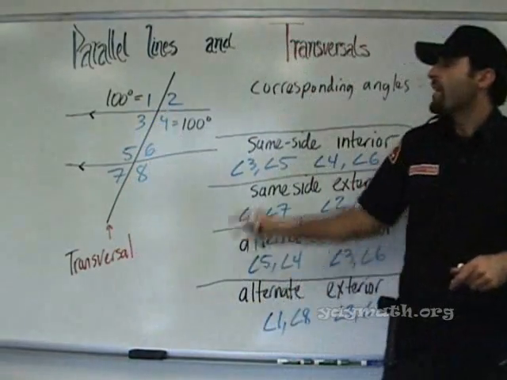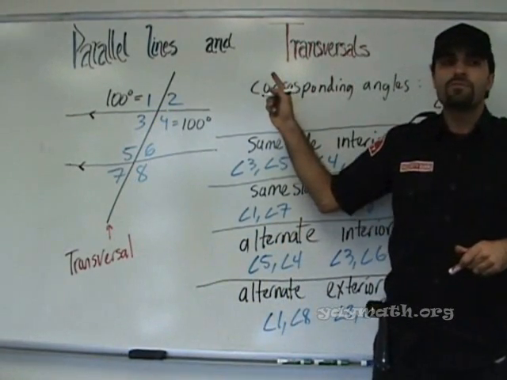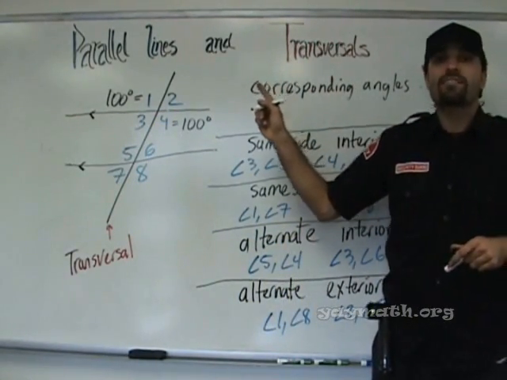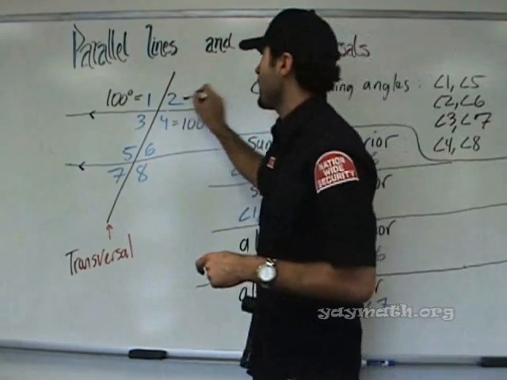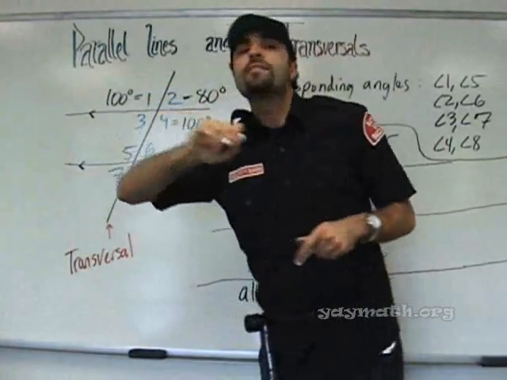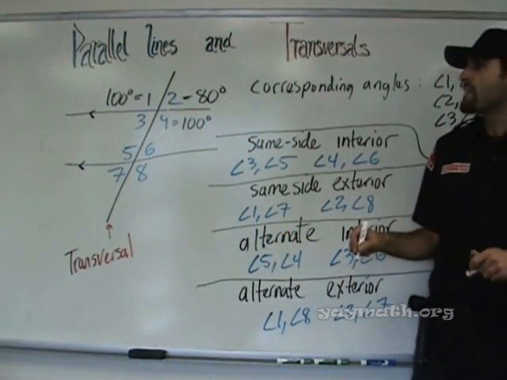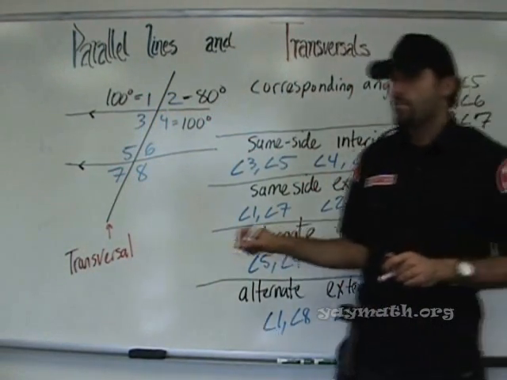Okay. So if angle 1 is 100, what's angle 2? 80. 80, because they are? Supplementary. Getting it? Good. If angle 2 is 80, what's angle 3? 80.